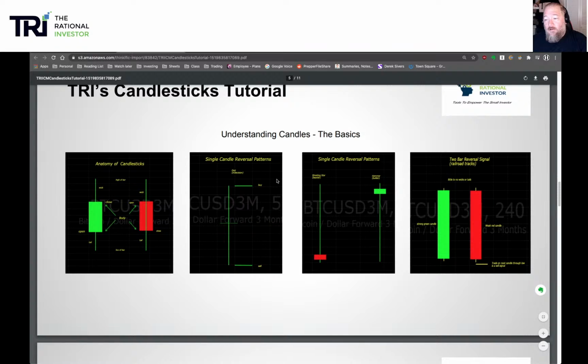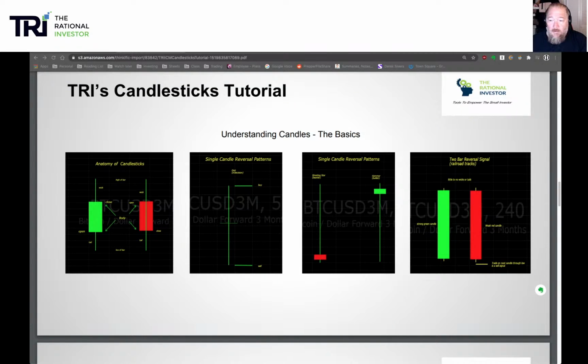Now we've also got some single candle pattern reversals. What we look at there, besides the doji, is the shooting star. That's where we have a long wick and a small candle body at the bottom. And we have a hammer, where we have a long tail and a small candle body near the top.